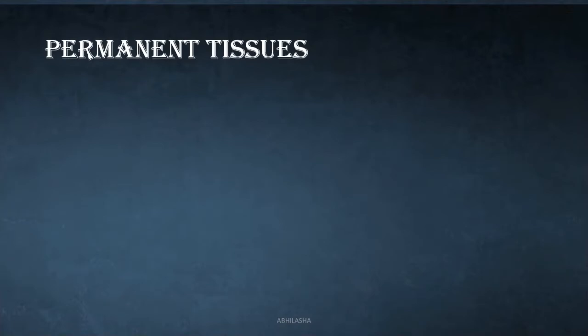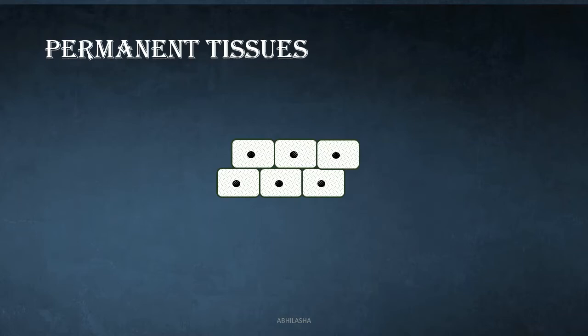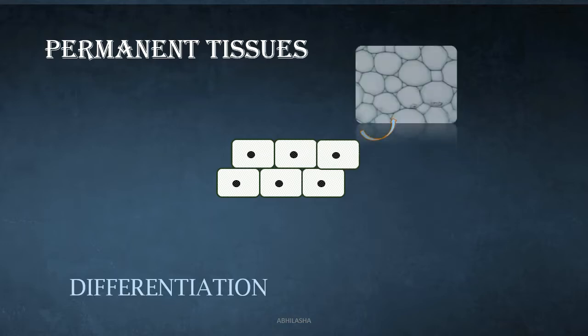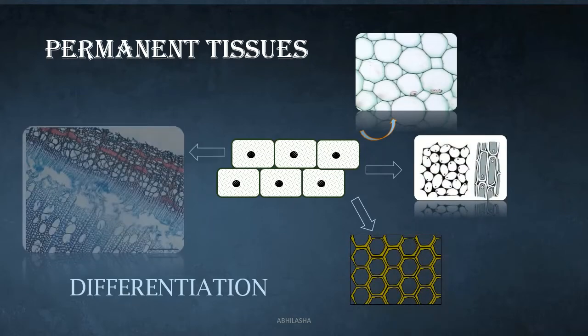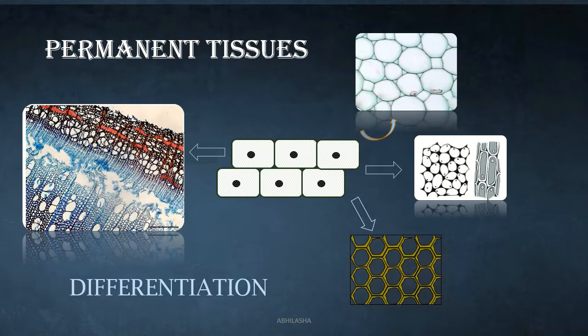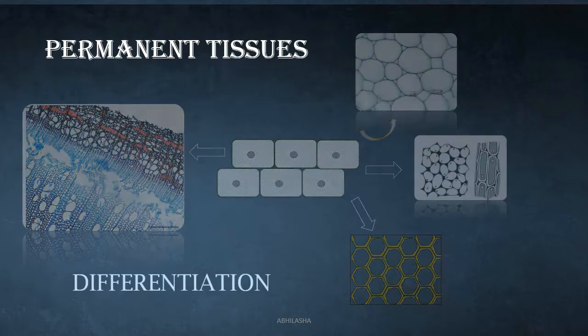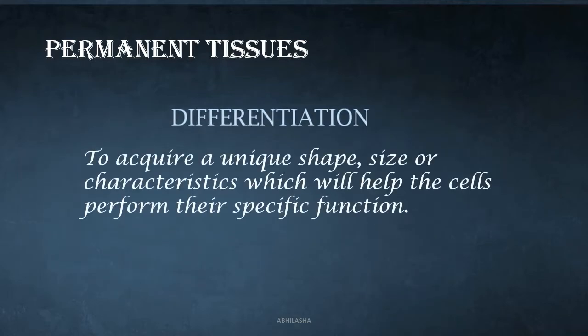Now, how are permanent tissues formed? In the previous class, we studied that meristematic cells undergo differentiation and specialize to perform one particular function. This differentiation means that they acquire some unique shape, size or characteristic which will help them to perform their functions. So the same meristems can form all these types of cells depending on where they are in the plant and what functions they are supposed to perform.